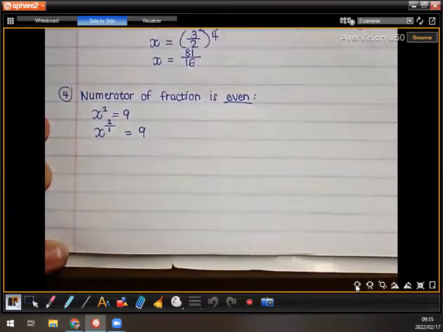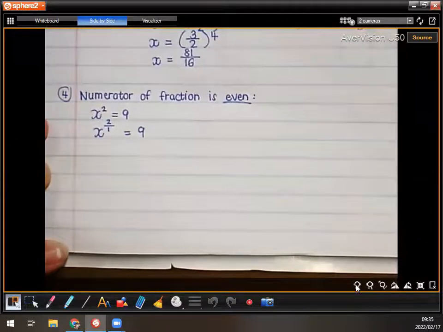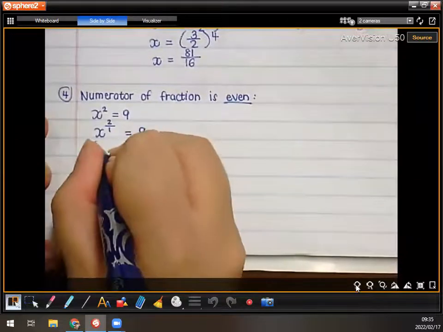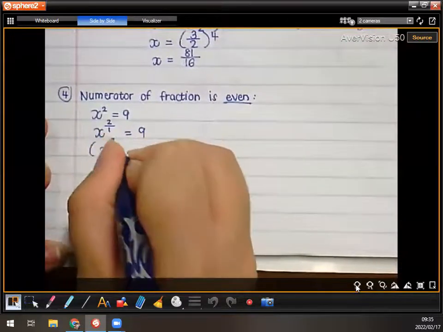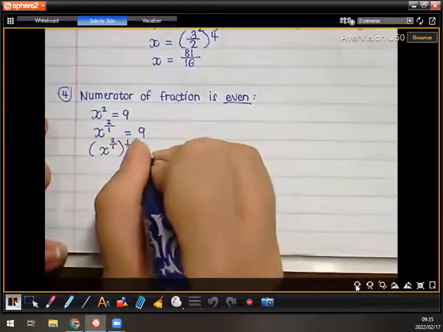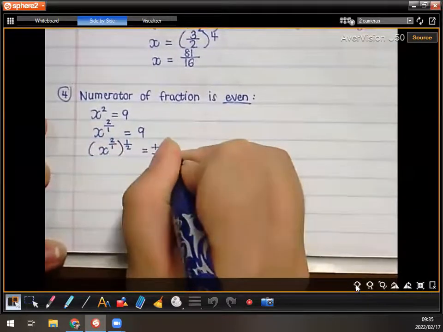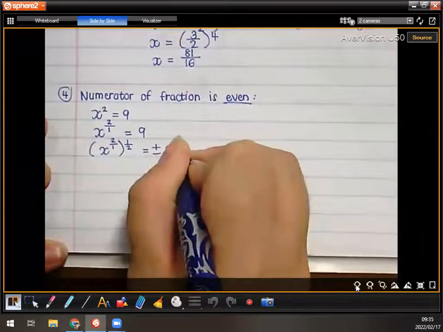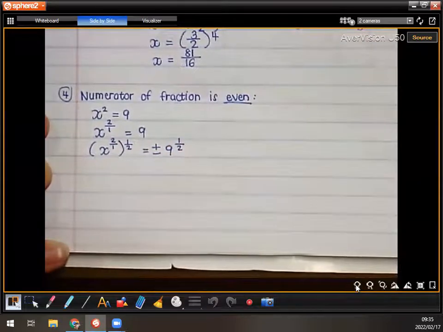Now you would say, what's the opposite of 2 over 1? 1 over 2, so you would raise both sides to the power of 1 over 2, but you have to put a plus minus in front. I'm going to show you why just now. Right, you have to put a plus minus.